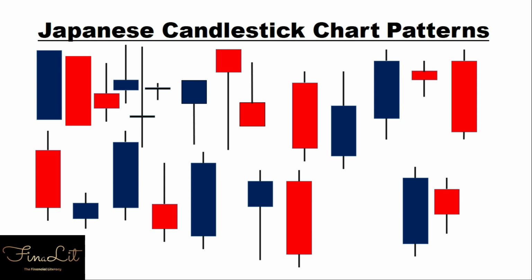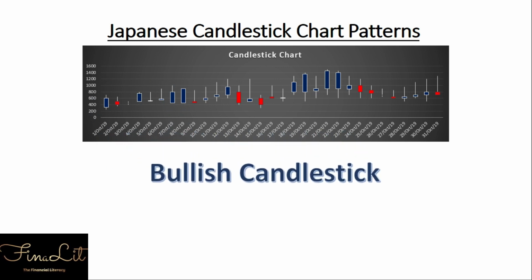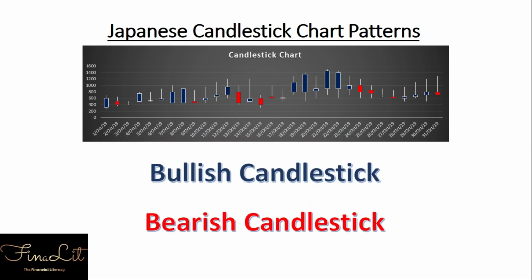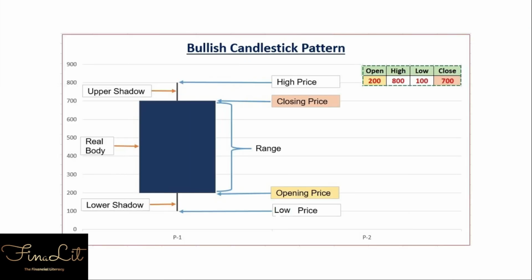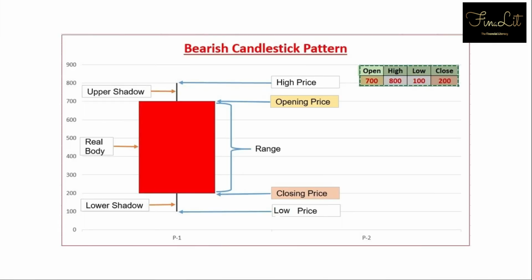There are two types of candlesticks, bullish candle and bearish candle. The structure of the candlestick, however, remains the same. When closing price is greater than opening price, it is a bullish candle. When closing price is less than opening price, it is a bearish candle.